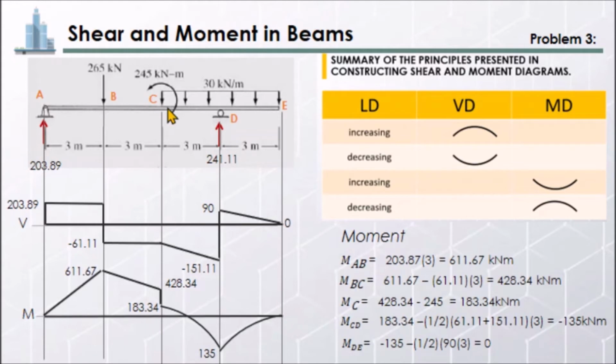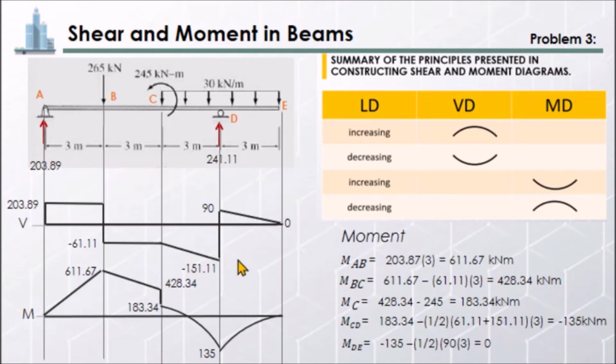So, travel na tayo ulit from C to D. So, from C to D, meron tayo dito class na trapezoid. So, kailangan lang natin makuha yung area nung trapezoid na to. So, we have 183.34 minus 1/2 ng height 1 natin. So, ito, 61.11 plus itong height na to, 151.11 multiplied by its base. So, ito ang base na to, that is 3 meters. So, that will give us negative 135 kilonewton meter.